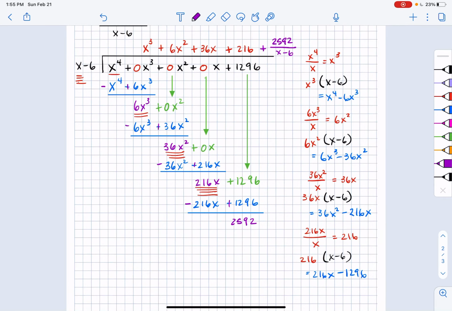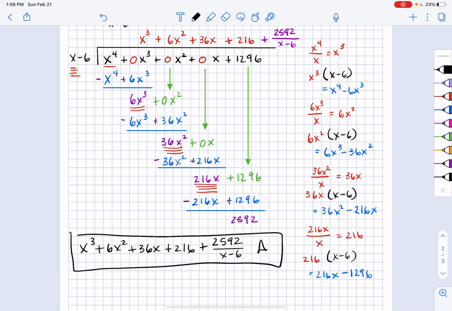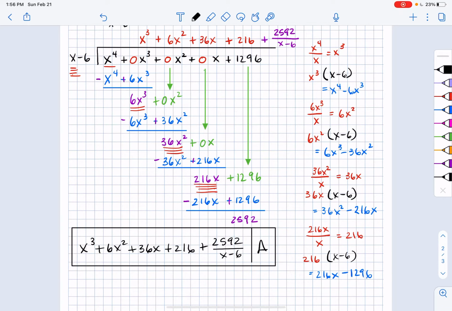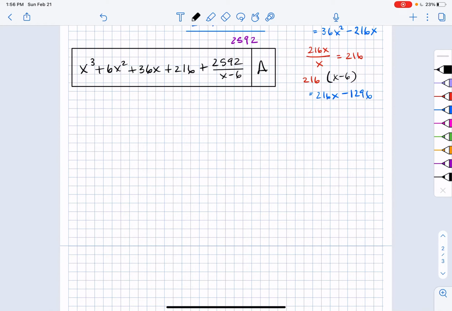Now I have to try to remember all of that. So the answer is x to the third plus 6x squared plus 36x plus 216 plus 2592 over x minus 6. And that's going to be choice A. So that's problem number 3. On to problem number 4.